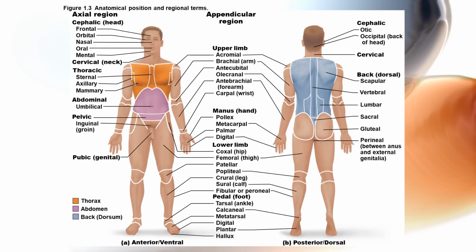So here's our regional term picture. All of the regional terms for the axial region, so head, neck, and trunk, are all going to be kind of on the outside, okay, on both pictures. So here's our axial region structures over here, on the front and the back, and then all the appendicular region structures are going to be in the middle. Okay, so these are all the limb structures. So get a feel for all these guys. You don't need to memorize everything, but we will practice this in lab as well. So just get a good feel for some of these regional terms.